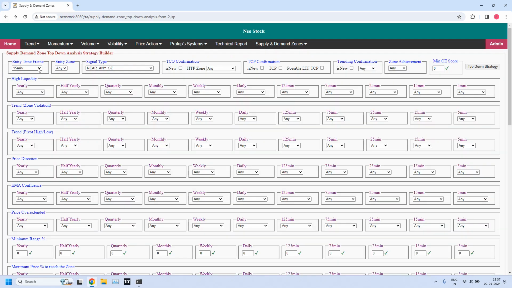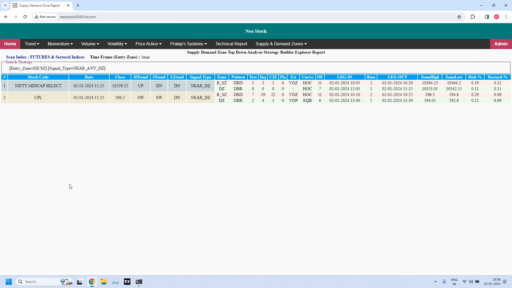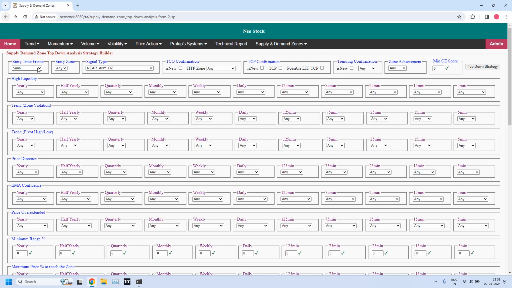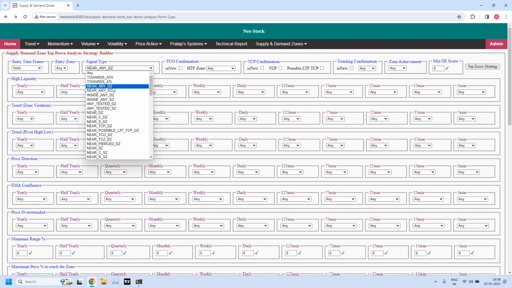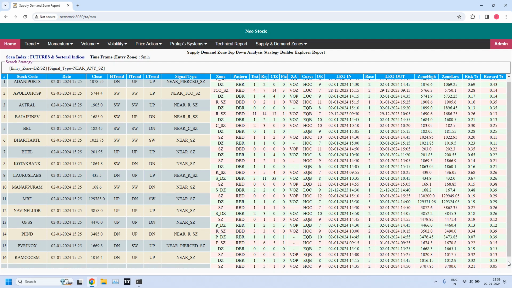Let's go back. 5 minutes time frame. Let us find the stocks near 5 minutes demand zone. These 2 stocks are filtered. Let's go back. 5 minutes time frame. Let us find the stocks near 5 minutes supply zone. Total 17 stocks are filtered.